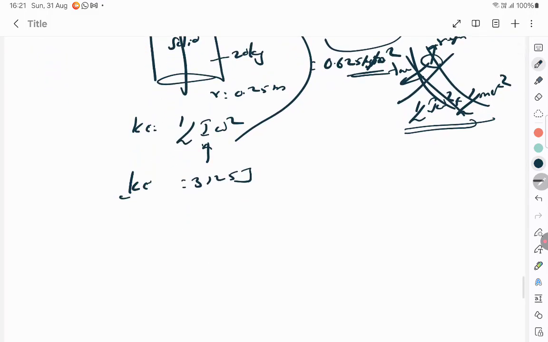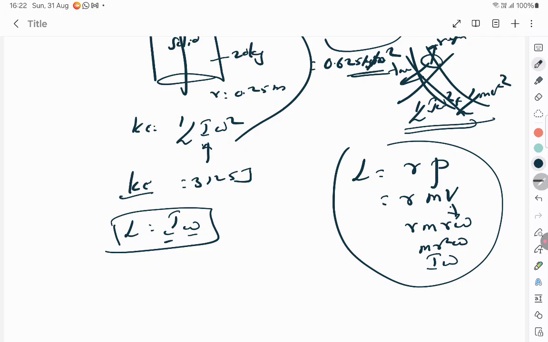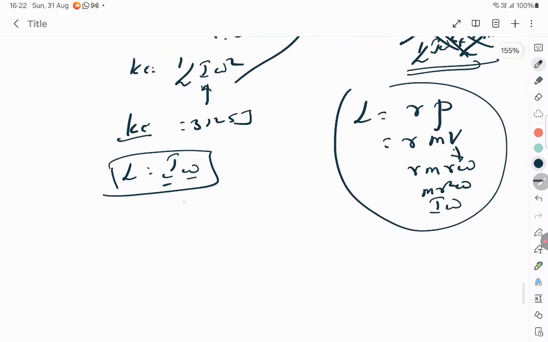Once you get the kinetic energy, they are also asking for angular momentum. You should know that angular momentum is I into omega, the moment of inertia, which has already been calculated here, and omega. Supposing you forget the formula L is equal to I omega, you write angular momentum is r times linear momentum, written as r into mv. Write v as r into omega. So mr square into omega, which is I omega. Just remember this because there's a possibility that you can forget it. Then you can just substitute the respective values and get the answer.